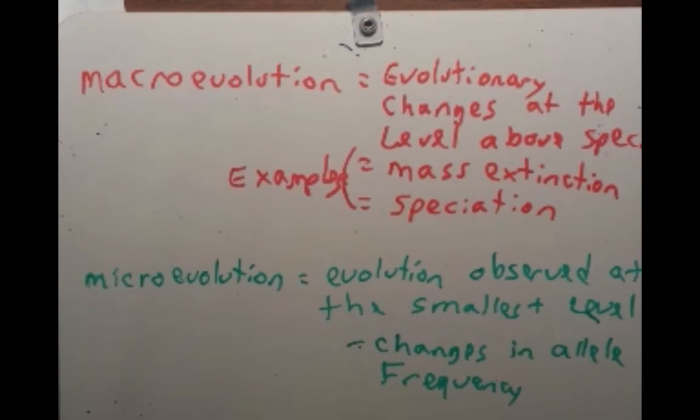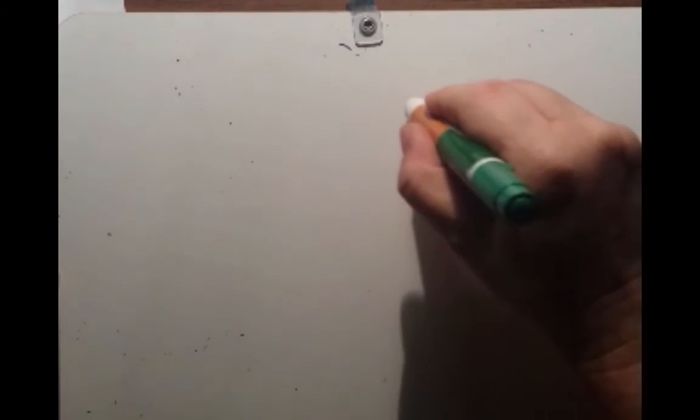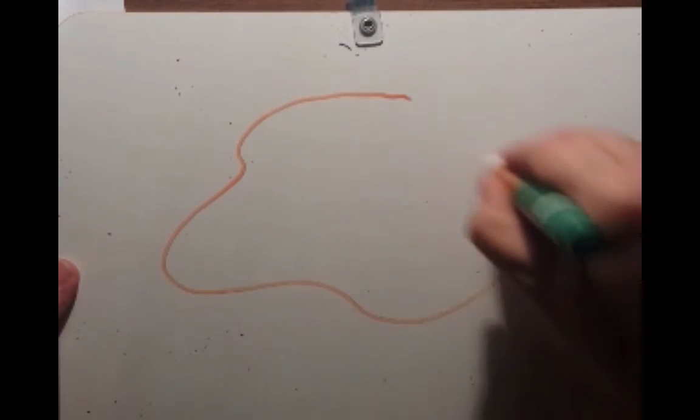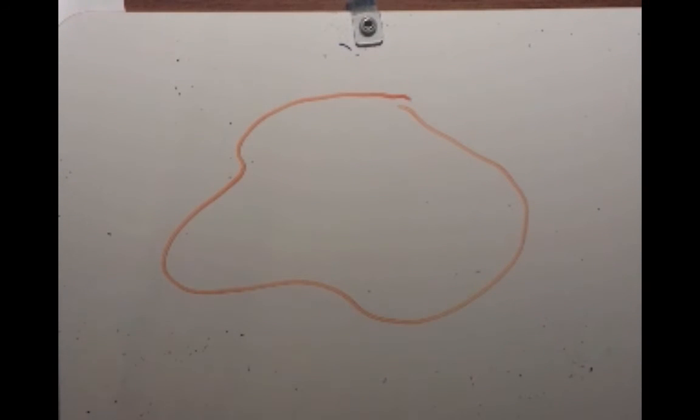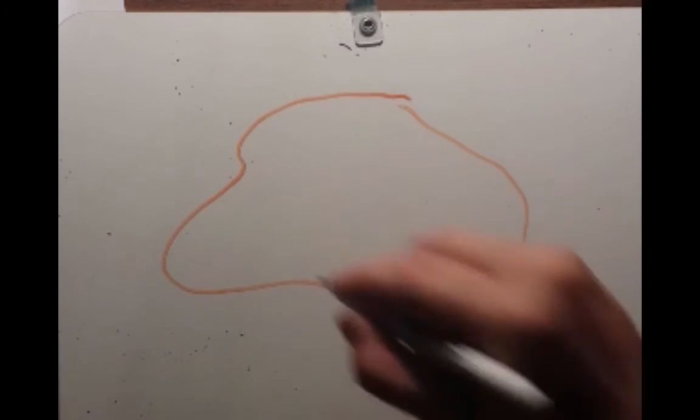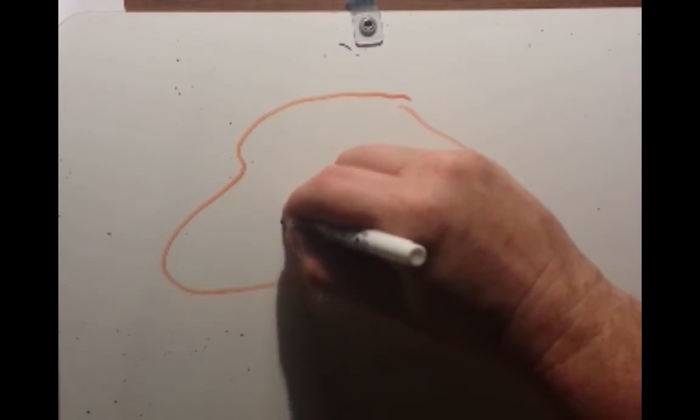There are 4 areas where we see microevolution, 4 examples of microevolution. And I want to get a fresh board here, so let's erase this and talk about these 4 examples. So let's draw one of our famous land masses here, and this time I want to make sure we put in some mountains.